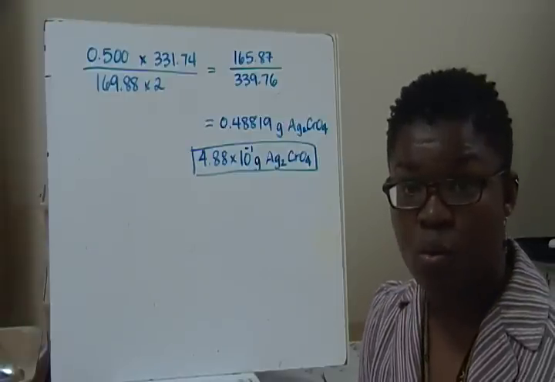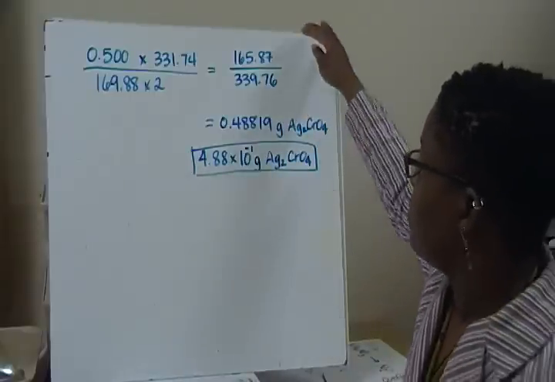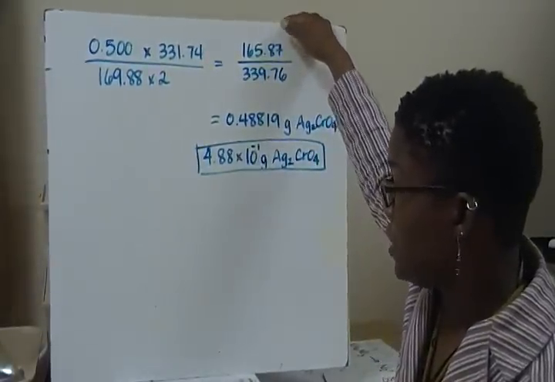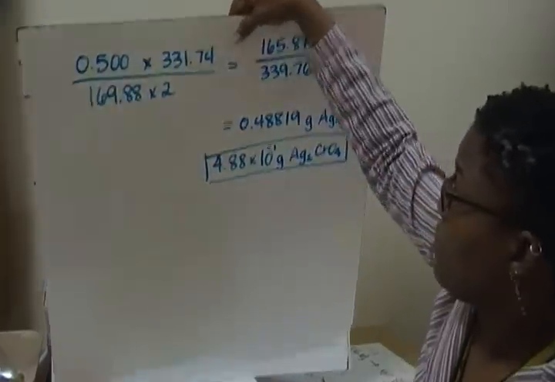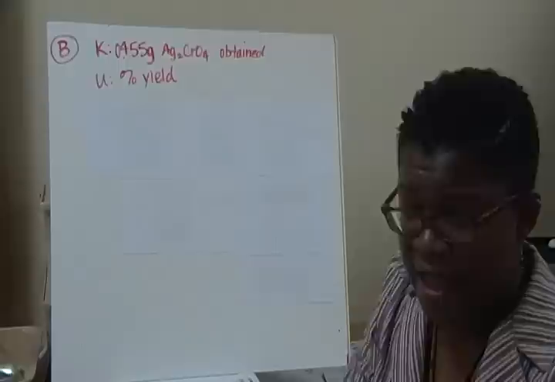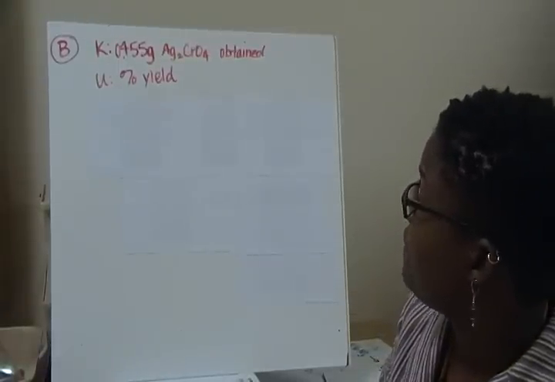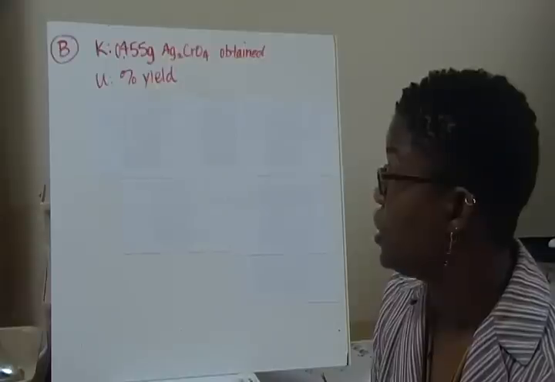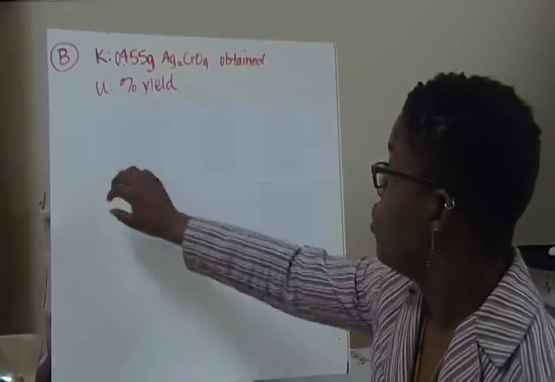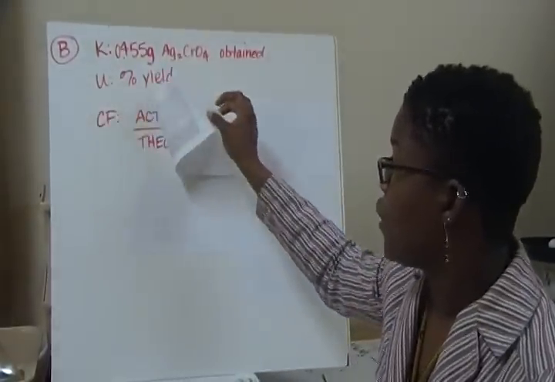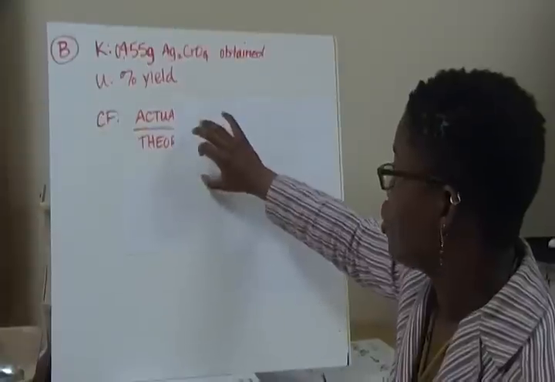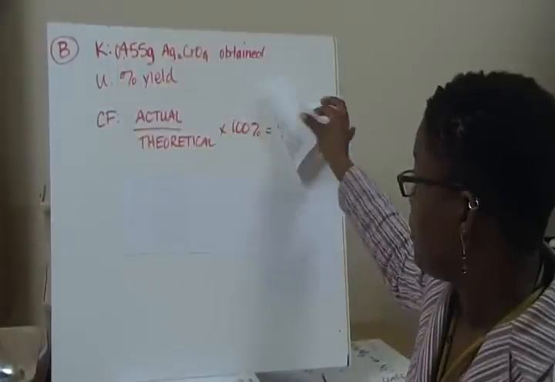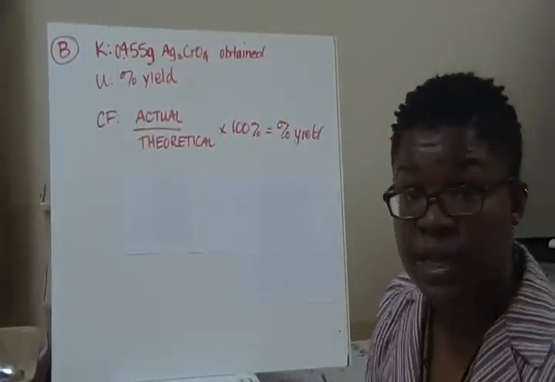Now let's talk about the next part, which is figuring out the percent yield. So in the other problem, they tell us that we have 0.455 grams of silver chromate that we obtain from the reaction, and they want to know the percent yield. Well, our conversion factor in this case is actual over theoretical times 100%. We discussed that earlier in the video. So all we're going to do is plug in.